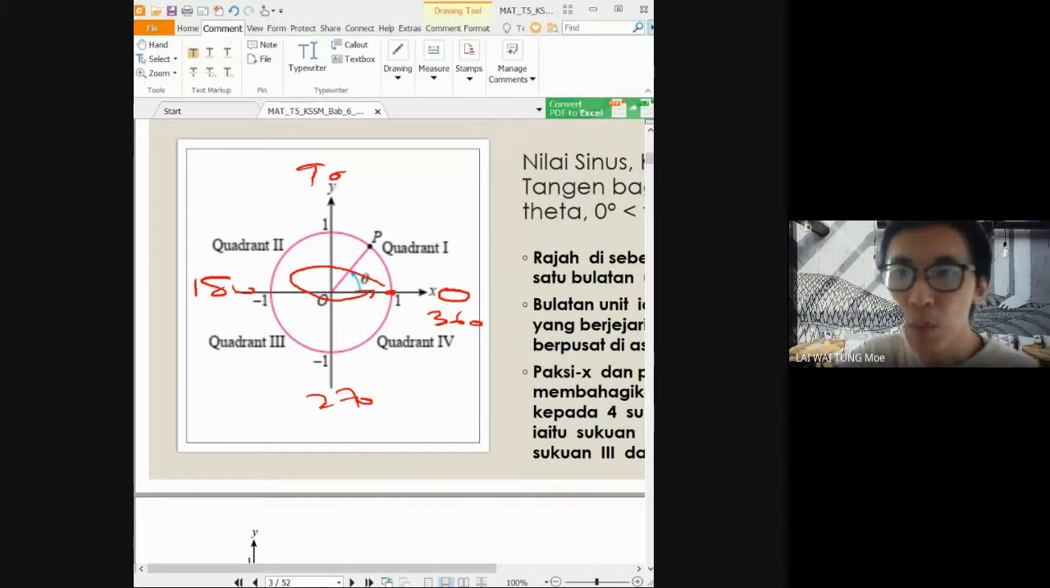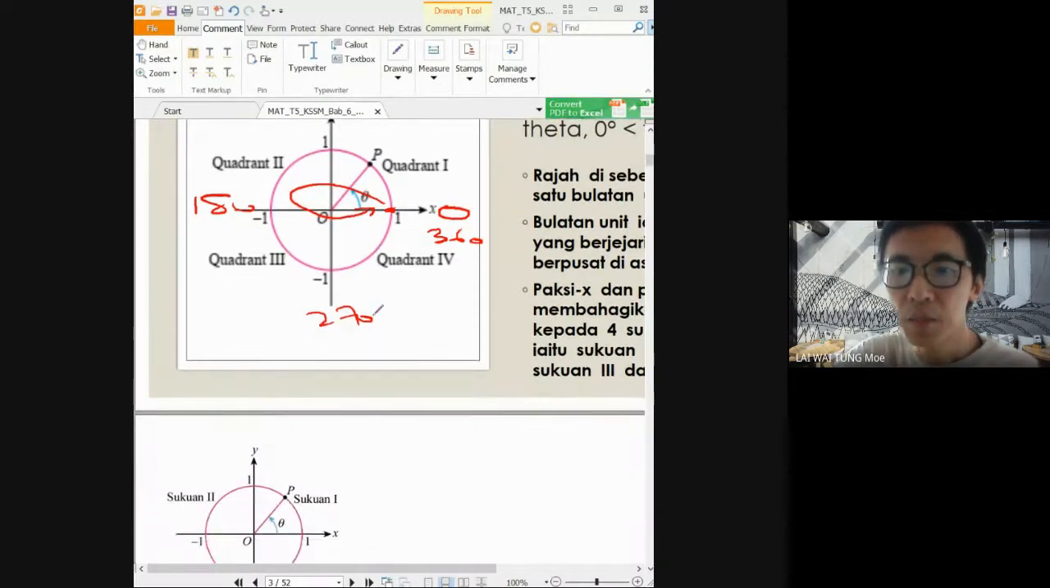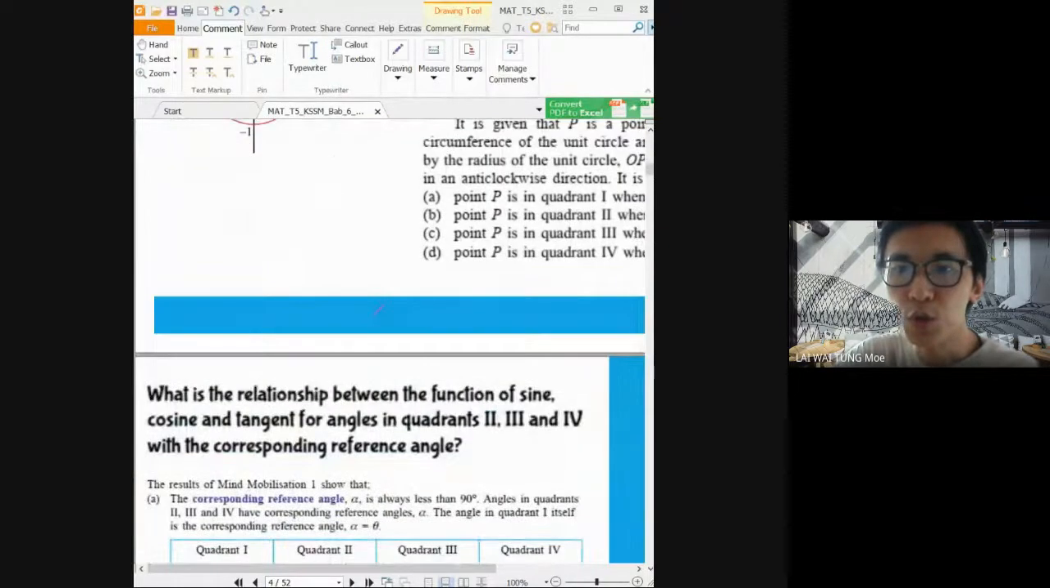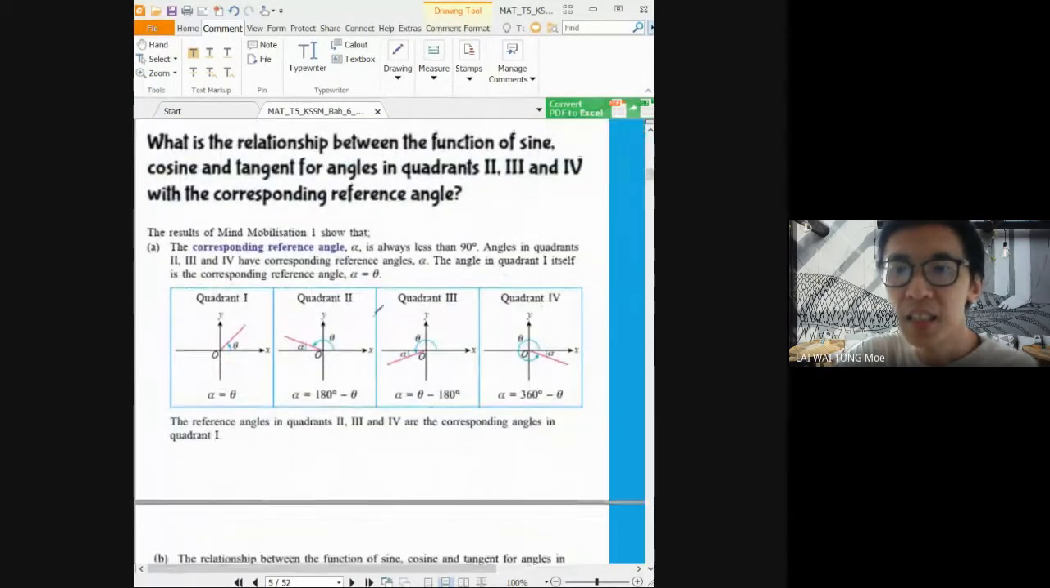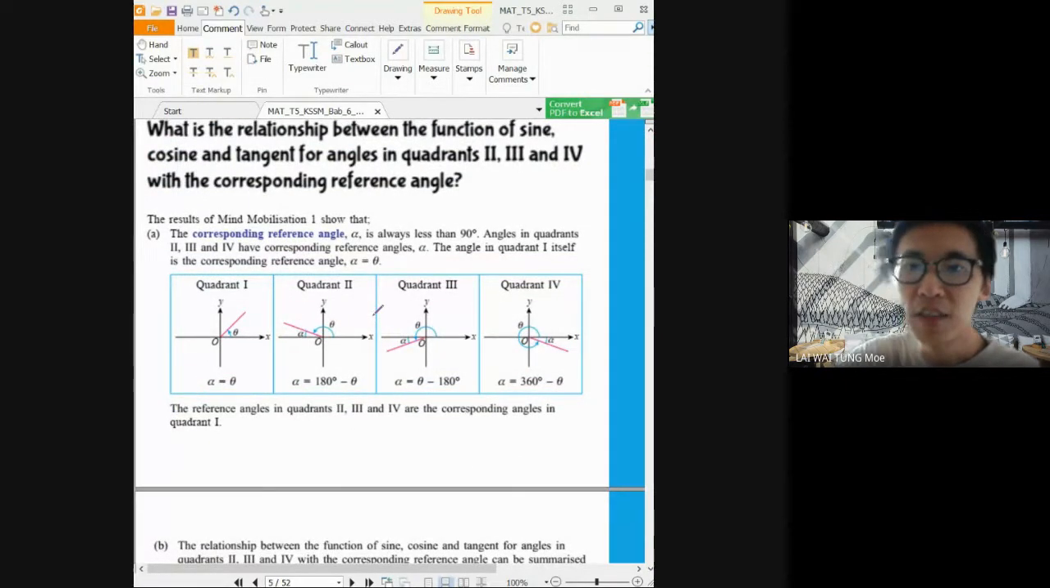So this is what you need to know first, and the second thing is you need to know how to find the alpha. Alpha refers to the corresponding reference angle. We usually use the symbol alpha. For each quadrant, the value of alpha is different, but always remember alpha is always less than 90 degree and is always near the x-axis. And for each quadrant, how to find alpha is different.